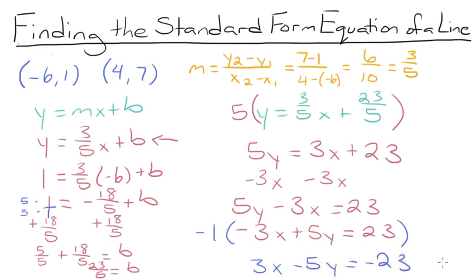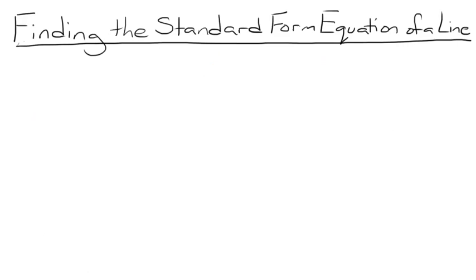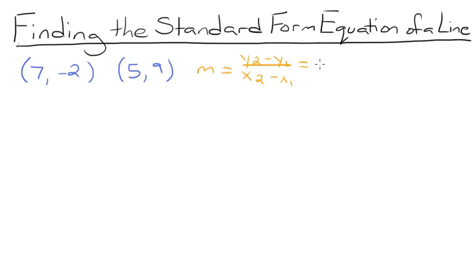And that's our equation. Let's work through one more problem, this time using the point-slope equation. Find the standard form equation of a line that passes through the points 7, -2, and 5, 9. The first thing we need to do is find the slope of our line using the slope formula. So our slope formula is m equals y2 minus y1 over x2 minus x1. If we plug in our points, we'll have 9 minus -2 over 5 minus 7.